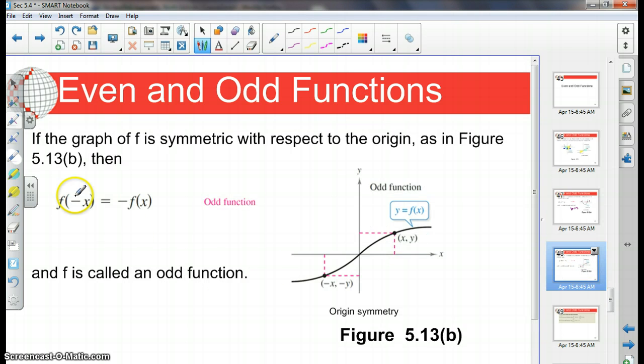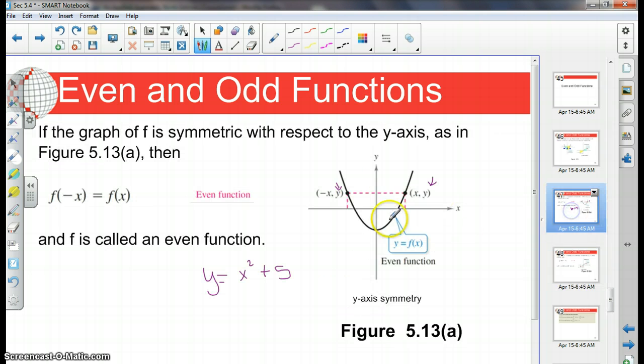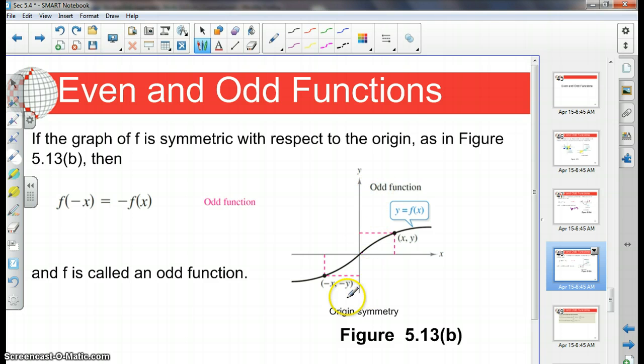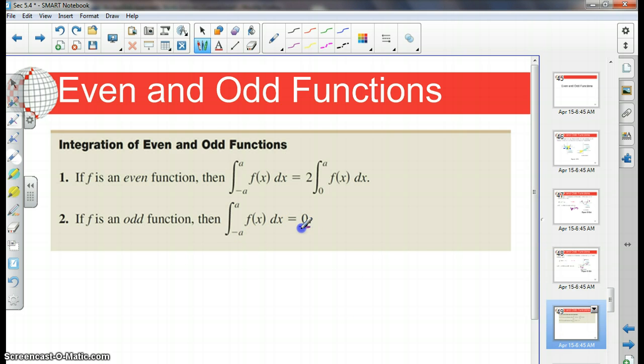An odd function, if you replace x with negative x, you'll get the opposite of the function. So if you replace x with a negative, then the y also becomes negative, and this has symmetry about the origin. So even functions have symmetry about the y-axis, and odd functions have symmetry about the origin. I remember that because I stick all the O's together. The odd functions have symmetry about the origin, and it's the opposite of the x goes to negative x, and the opposite of y goes to negative y. If that happens, the area is 0.